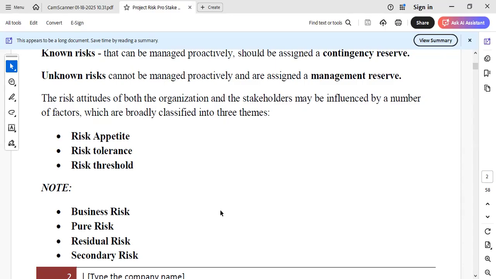Then we have pure risk, the residual risk and the secondary risk. In this term, pure risks are those risks that can be categorized and well identified as the main risks that we must go for. Then we have the residual risk, then the secondary risk.